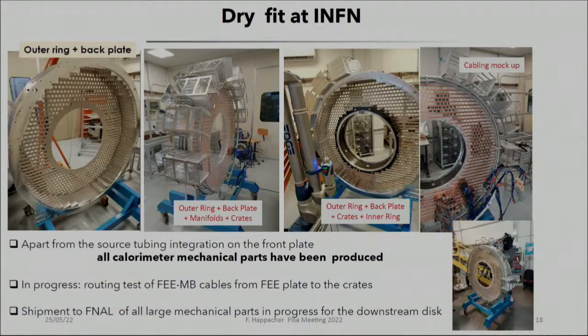So we first paired the front-end electronic plate to the outer aluminum ring. Then we added the cooling manifolds to the crates. The crates have cooling lines as well. Then we added also the first inner carbon fiber ceiling that is being measured as we speak. Here is a cabling mock-up exercise. Here you see people welding the pipes.